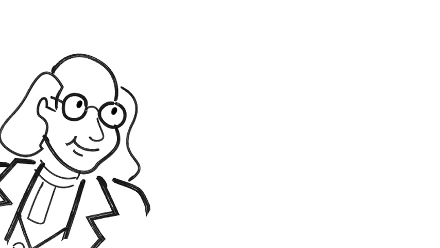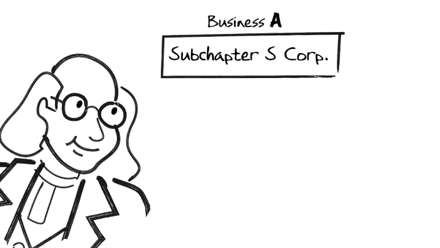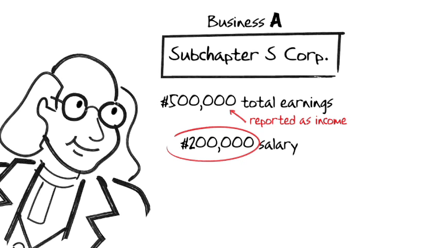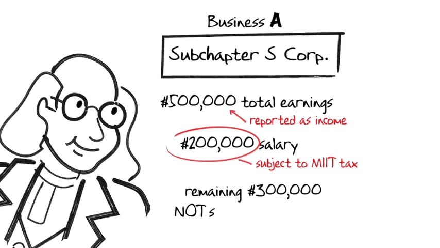For example, assume that business A is wholly owned by A and operates as a subchapter S corporation. Business A earns $500,000 and pays A a salary of $200,000. A will report all $500,000 as income on her tax return, but only the $200,000 salary is subject to Medicare tax. The remaining $300,000 is not self-employment income, nor is it investment income subject to the mid-tax.